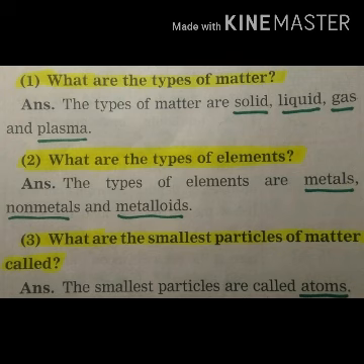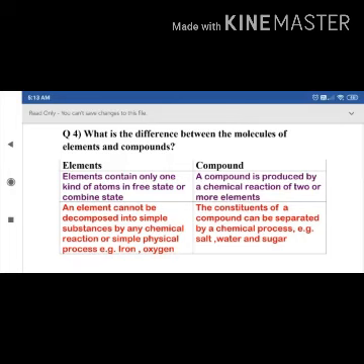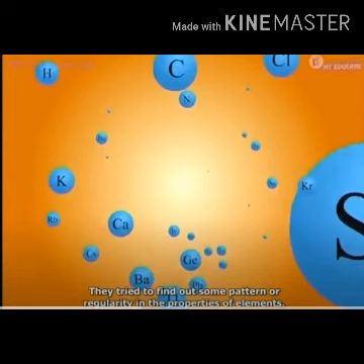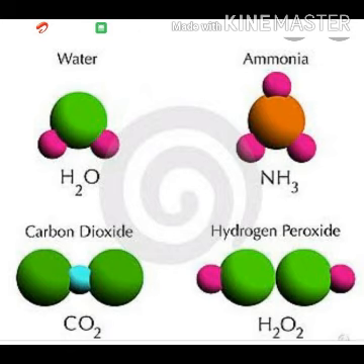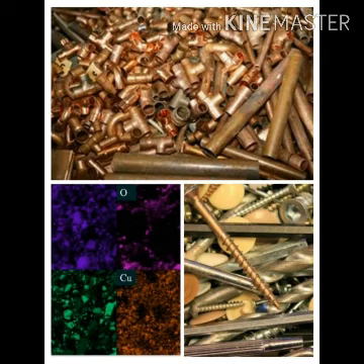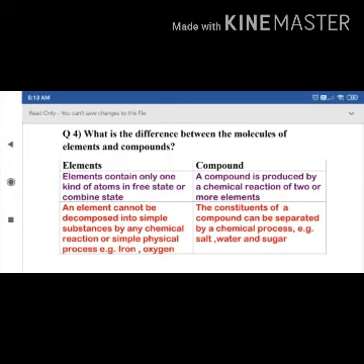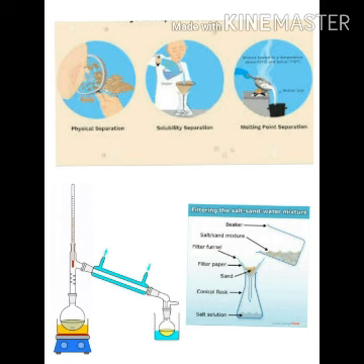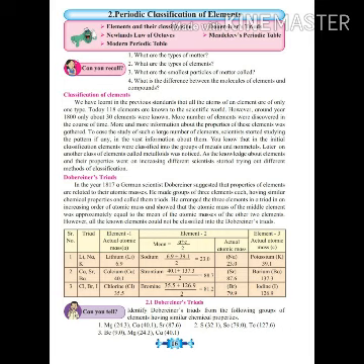Fourth one, what is the difference between the molecules of elements and compounds? Students, we know elements contain only one kind of atoms in free state or combined state. A compound is produced by chemical reaction of two or more elements. Elements cannot be decomposed into simple substances by any chemical reaction or simple physical process. Example, copper, iron, oxygen. The constituents of a compound can be separated by chemical process. Example, salt, water and sugar. We all know matter can exist in the form of elements, compounds and mixtures.